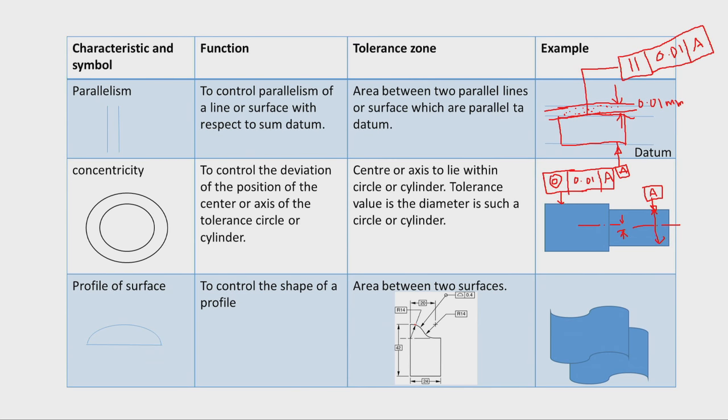And then similarly, profile of a surface. Sometimes we need to control the profile of a surface. In that case we use this particular symbol. The meaning of this is that we have two surfaces like this separated by the given tolerance amount, for example 0.01 millimeter. All the points on the profile surface should lie within these two surfaces separated by the given amount of tolerance. Now, how to specify the profile tolerance is shown here. We have to use this symbol, and then we have to mention the deviation that is allowed.